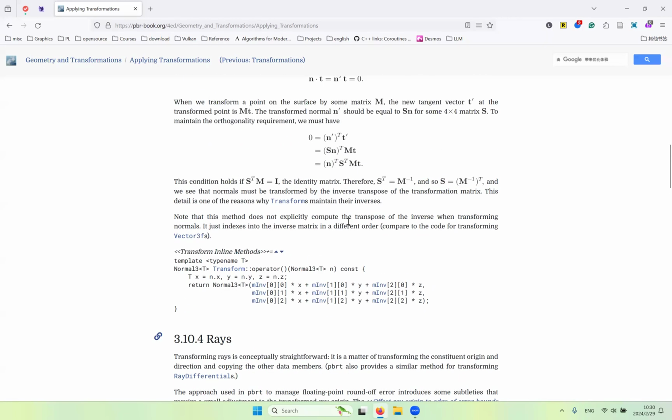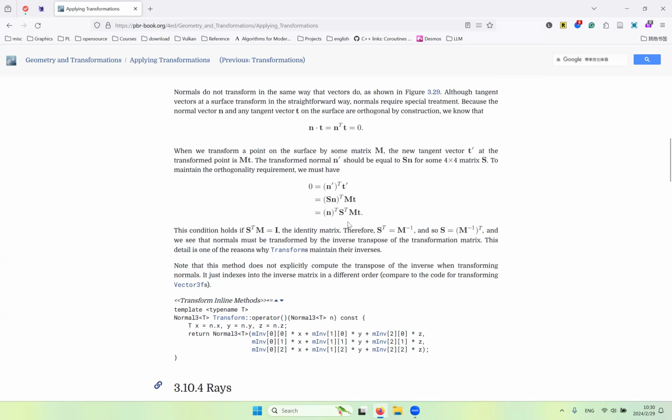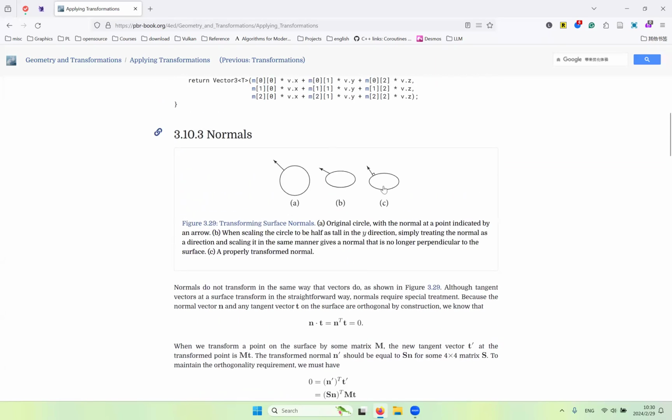I had a fun time explaining to a friend why the whole inverse transpose thing happens, and I drew a nice picture of a circle on a whiteboard, just like that diagram there. When you stretch it or squash it, it doesn't look right. Well, I like the geometric algebra interpretation, like a normal is not a normal vector.